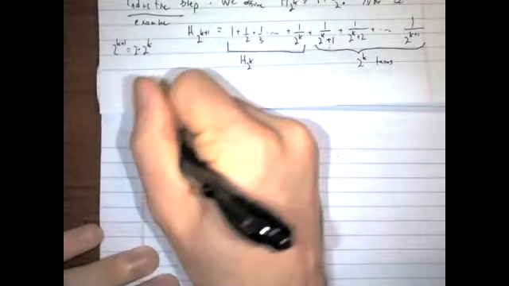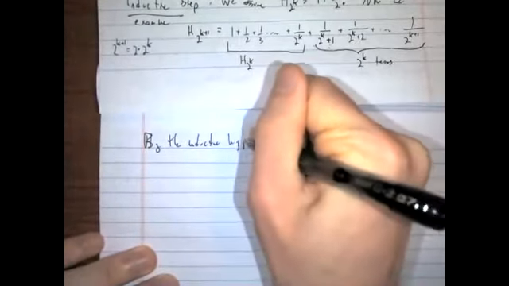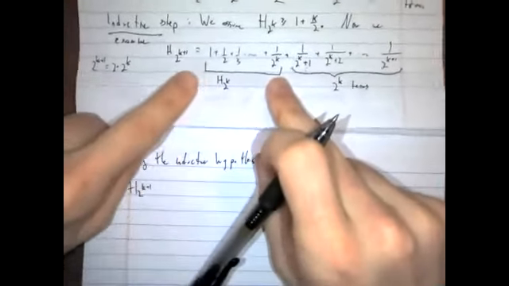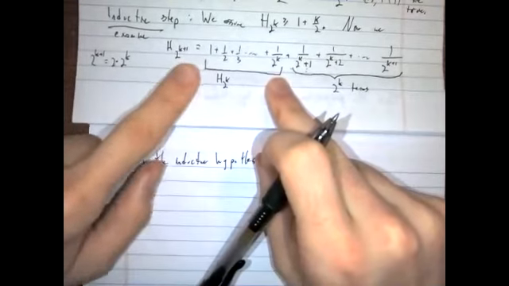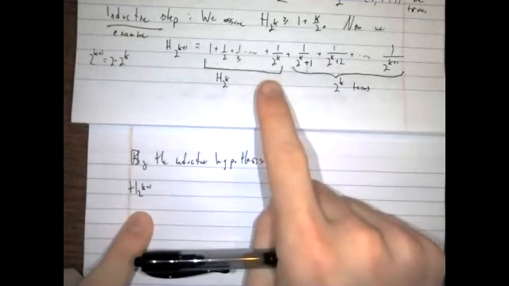Okay, so by the inductive assumption, by the inductive hypothesis, h of 2 to the k plus 1, well, what do I know about this first term, this first half of h of 2 to the k plus 1? What do I get by the inductive hypothesis?